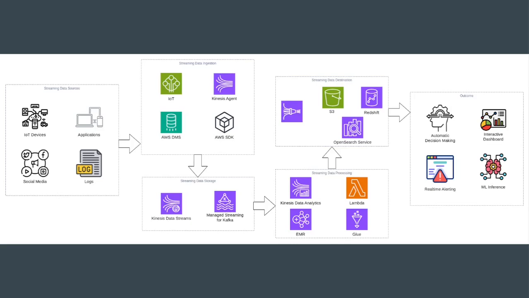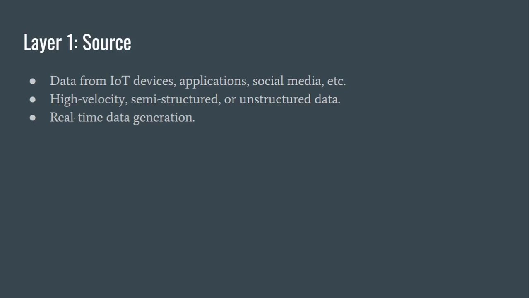The first layer of any streaming architecture is the source. This is where your data originates, and it typically consists of IoT devices that continuously generate data. Think smart home devices, wearables, or industry sensors. It can also include web and mobile applications that generate logs and metrics, social media feeds providing unstructured real-time data, machine logs, and mobile devices that produce semi-structured data streams, and clickstream data from users' interaction with web pages.